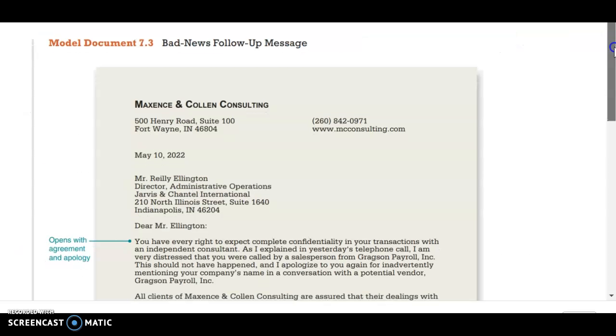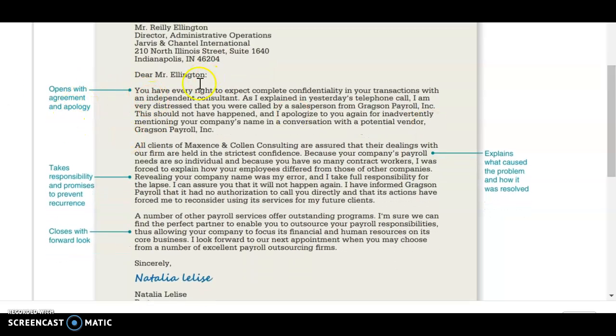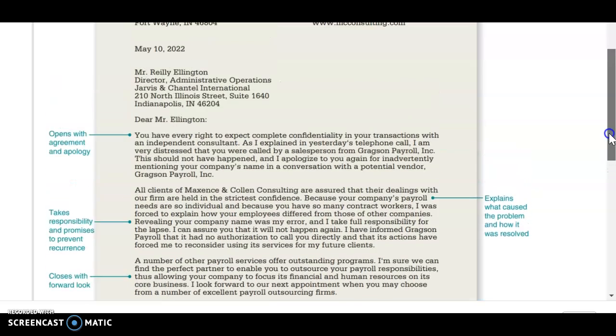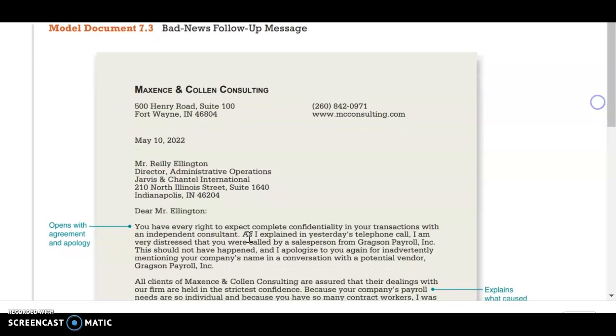Here's a bad news follow-up message. It opens with agreement and apology. Then it explains what caused the problem and how it was resolved. It takes responsibility and promises to prevent recurrence. And then it closes with a forward look. So you can read over that for yourself, but that just shows you how to write a bad news follow-up message.